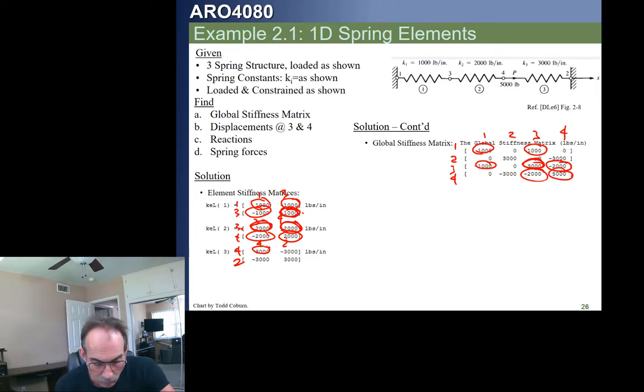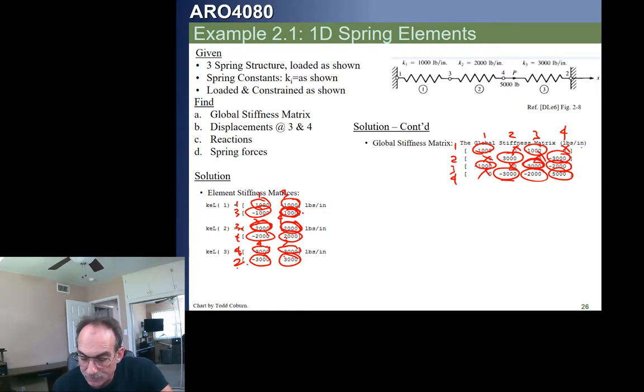We already did this one. At 4, 2, this guy here, we've got only this term. At 2, 4, we've got only that term, and at 2, 2, we've got only this term. Everything else is zeros. That's our global stiffness matrix.